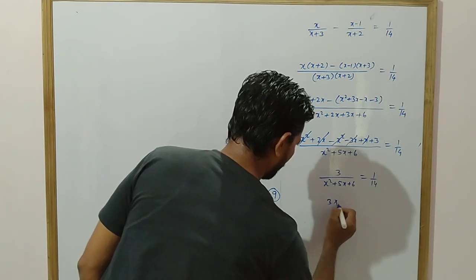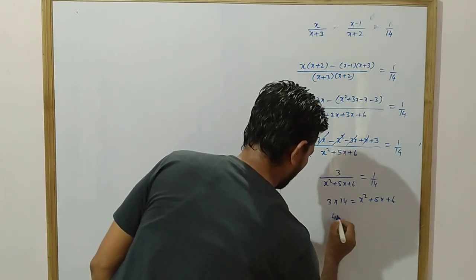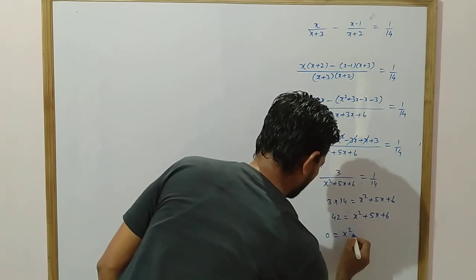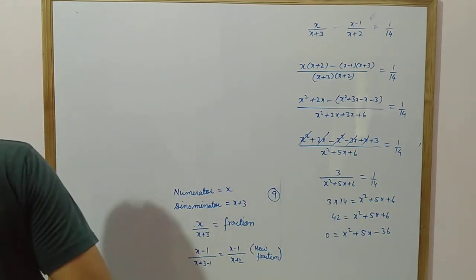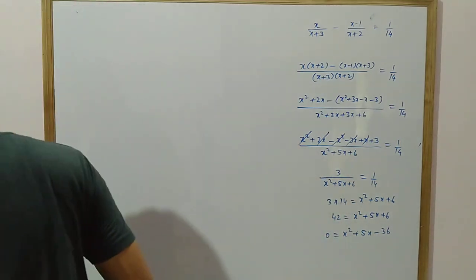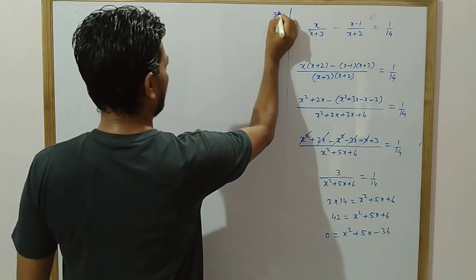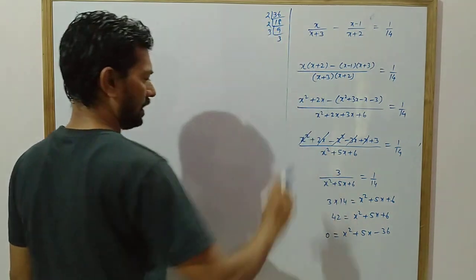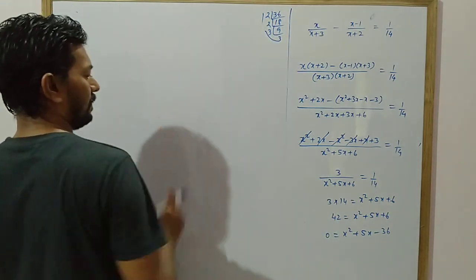3 into 14 equal to x square plus 5x plus 6. 42 equal to x square plus 5x plus 6. 0 equal to x square plus 5x minus 36. Now when we take the factors of 36, see here, 36: 2, 18, 2, 9, 3, 3. Our requirement is 5. So we are getting 9 minus 4, 5. Okay, now you can do it.